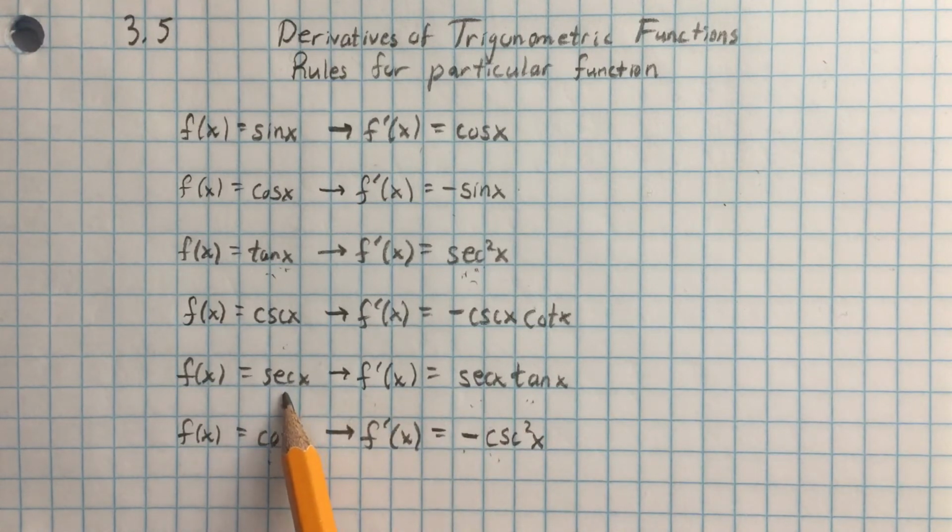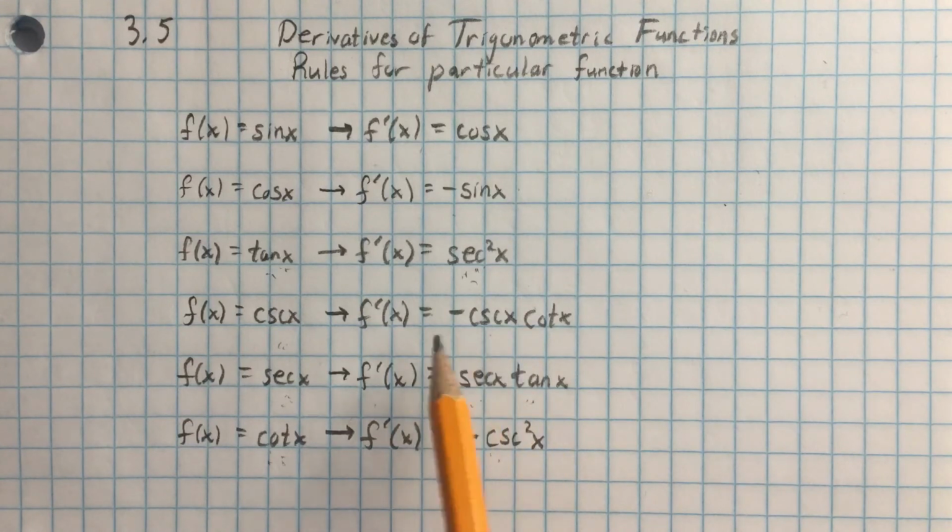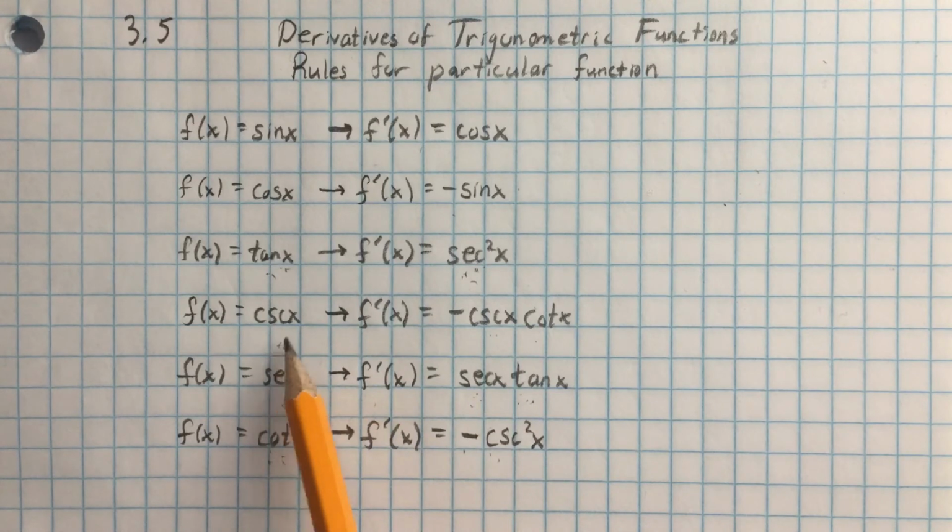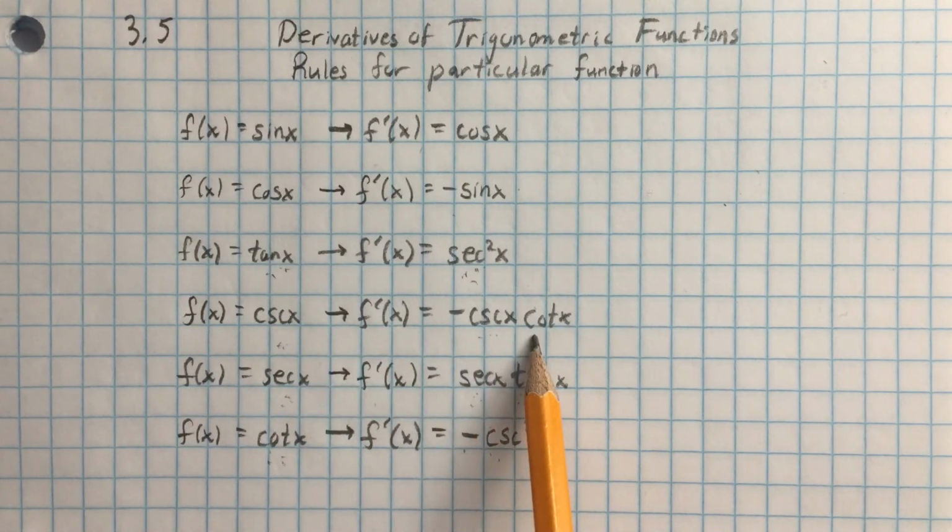The cofunction to secant is cosecant, and notice that its derivative is composed of the exact cofunctions of secant and tan. So again, secant becomes secant tan, cosecant becomes cosecant cotan. And again, apply the negative.